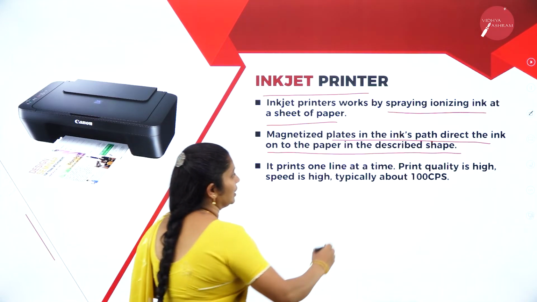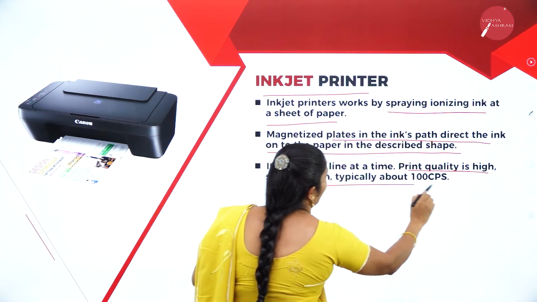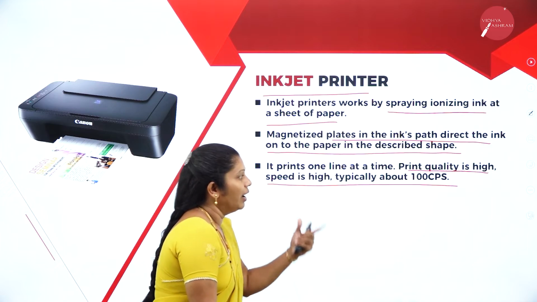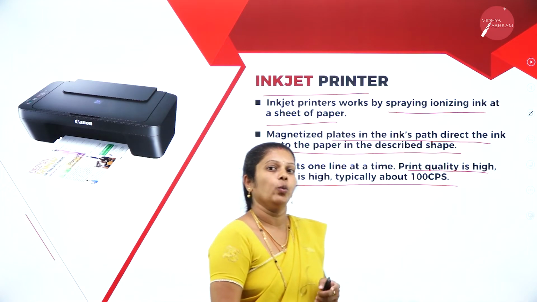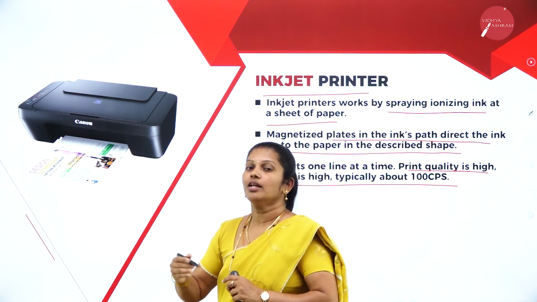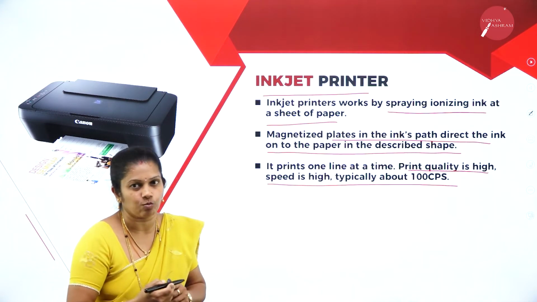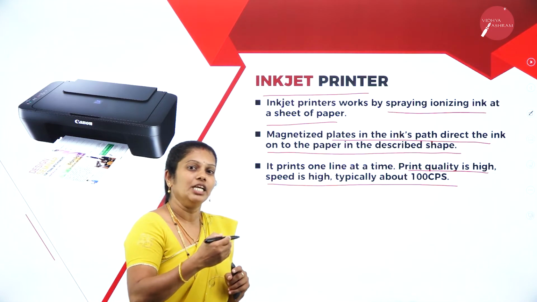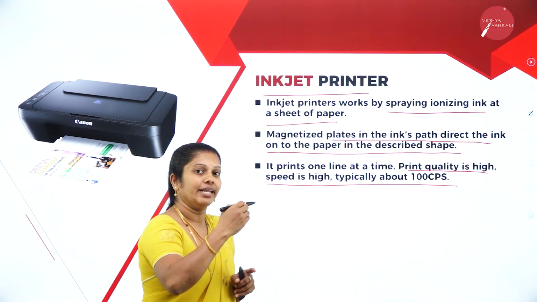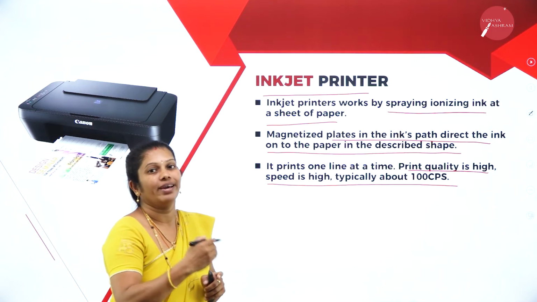It prints one line at a time. Print quality is high. Speed is also high. Typically about 100 characters per second we can get here. This is a higher quality. And here we can get good quality. Different colors are possible. Different styles are possible. And quality is also very good. We can take more number of copies. And speed-wise also it is very fast.